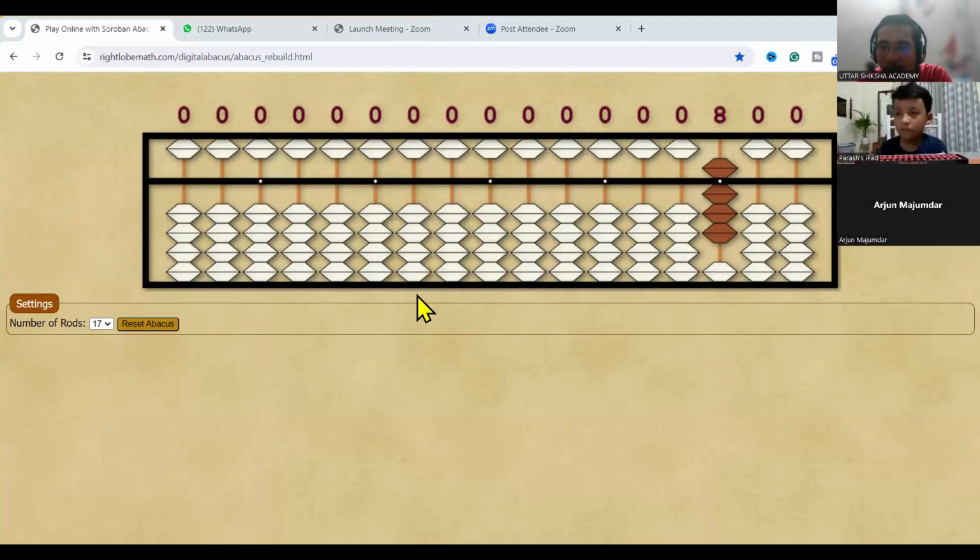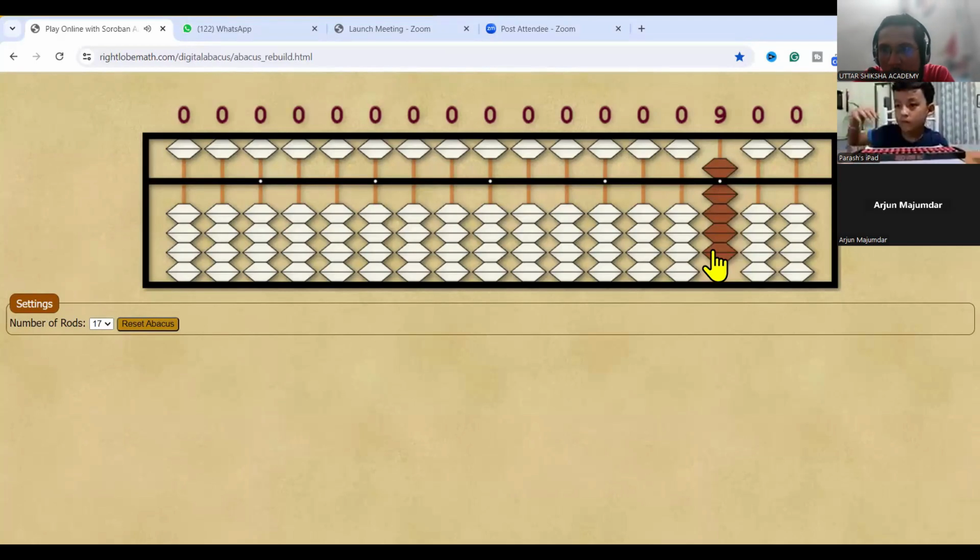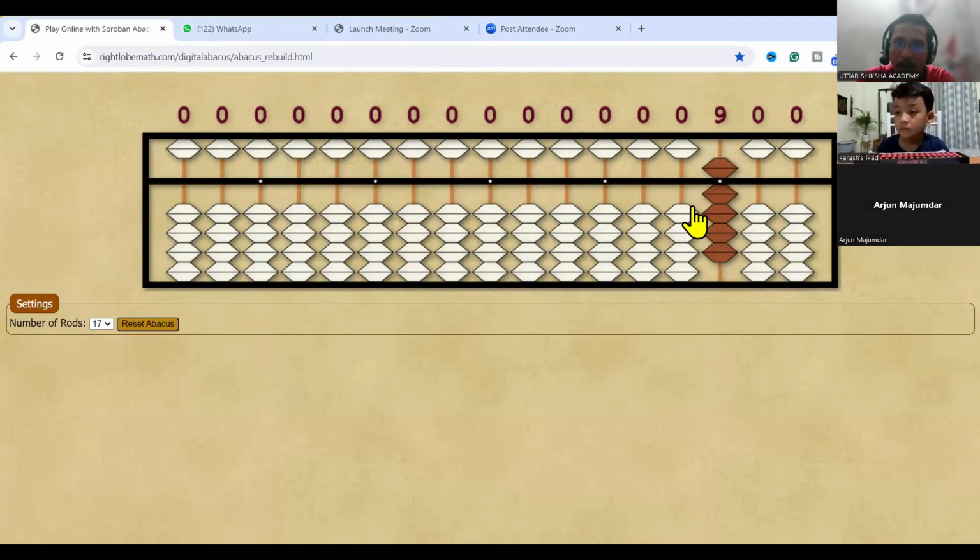8 is completed. Now you represent 9 in your abacus. First you do, then I will show you. Yes, this is 9. So 5 and 4 beads down. So 5 plus 4 is 9. So 1 to 9 we have completed. So I will show you the drawing also now.